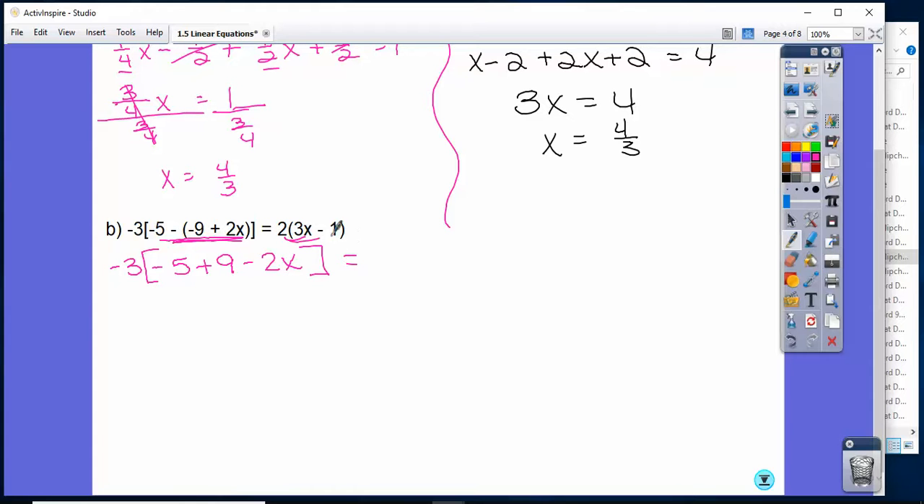Over here, distribute my 2, and we get 6x minus 2. If you want, go ahead and combine like terms inside that parenthesis. Negative 5 plus 9 would be 4 minus 2x. Now we can distribute our negative 3.